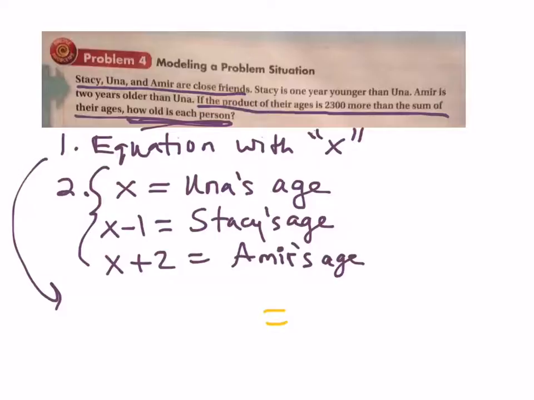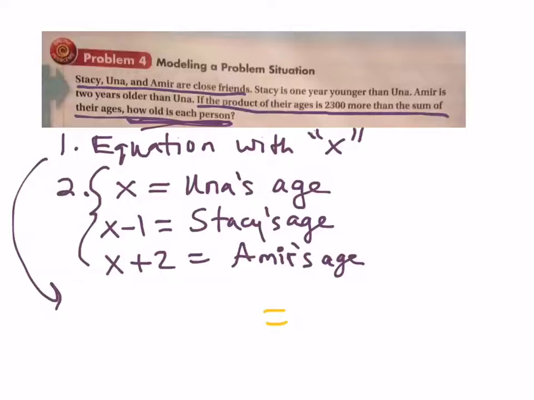All right, so in front of the is, we have the product of their ages. Okay, product and sum are two words that you need to remember what that means mathematically. Product means multiplication. So this is saying if you multiply all of their ages together, that's 2,300 more than the sum of their ages.